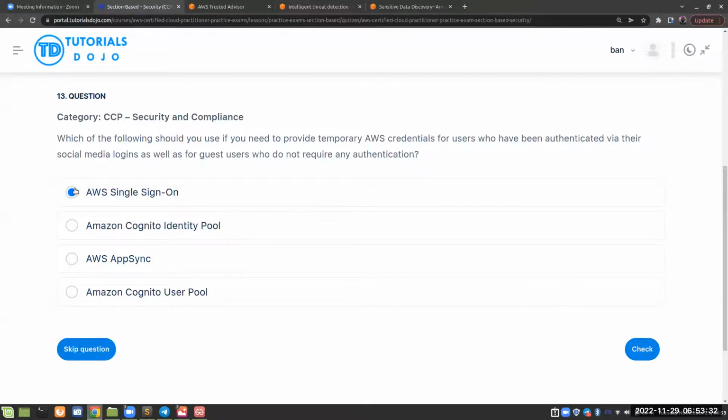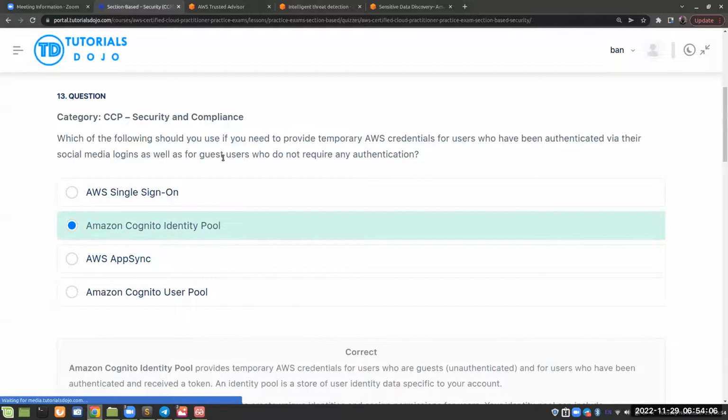Anyone who is confident? B, Amazon Cognito Identity Pool. Okay, we have A and we have B. Any other person to break the tie? Okay, Larry says B. All right, so two people say B. So let's look at what the majority say here. The majority is right in this case.